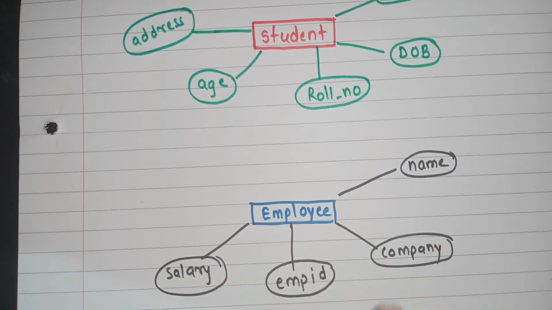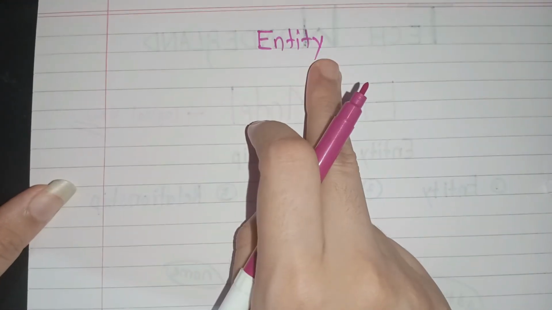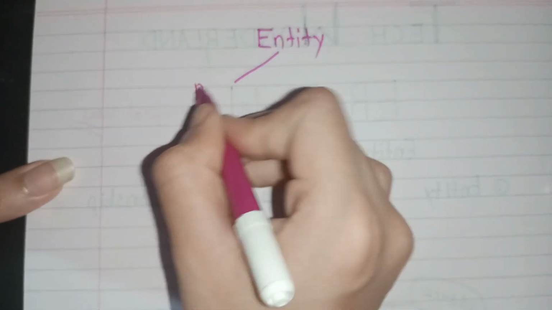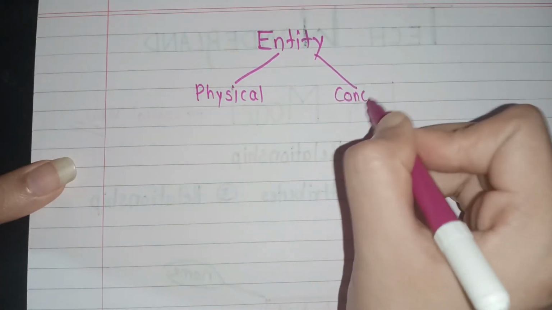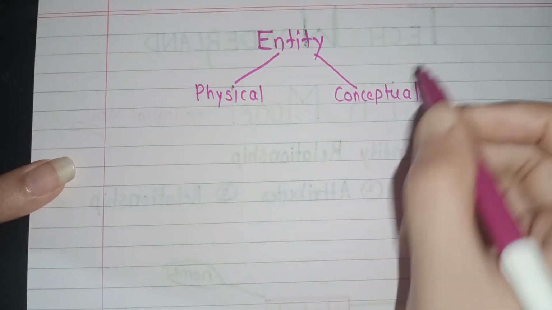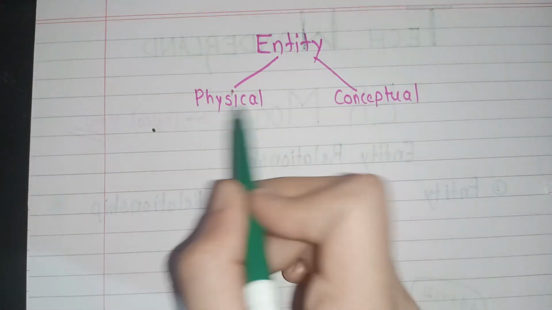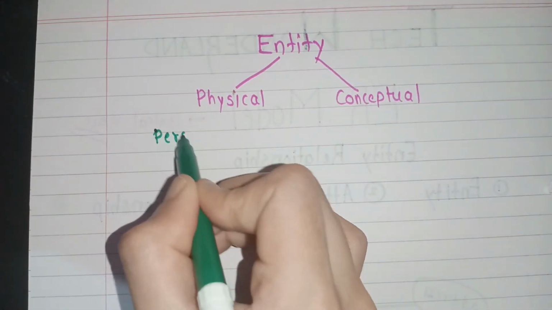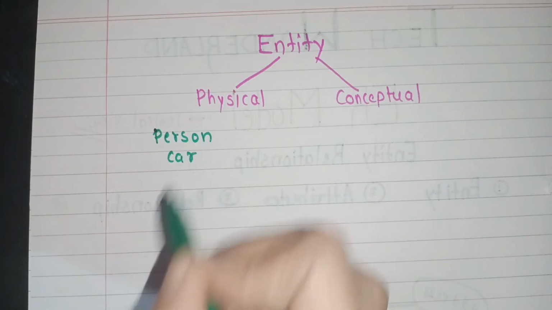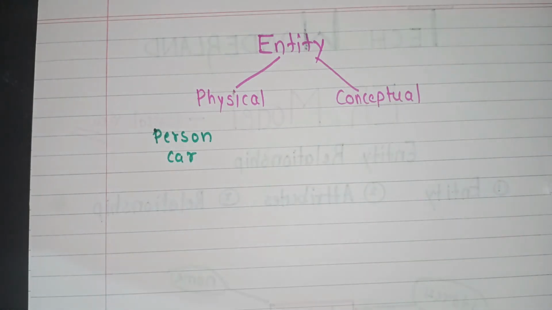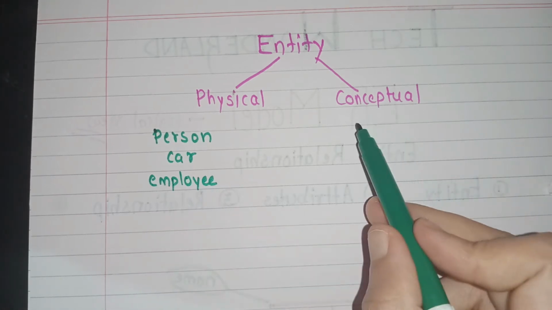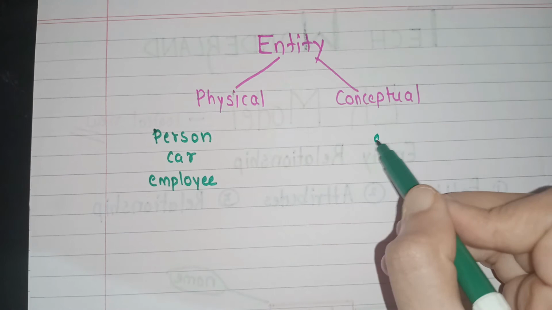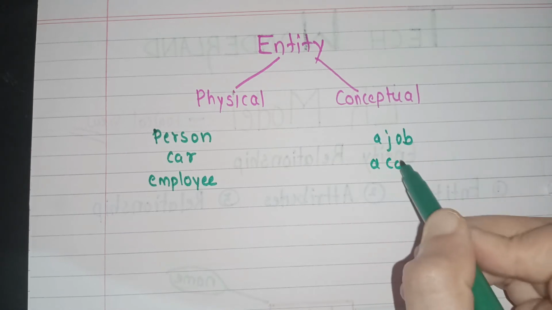and what are attributes. Okay, now this entity can be of two types, that is, first is physical and second is conceptual. Physical entity can be a person, car, or something which has physical existence like employee. Okay, and conceptual entity can be a job or a course.